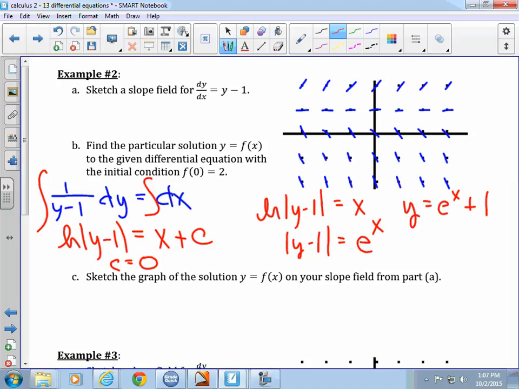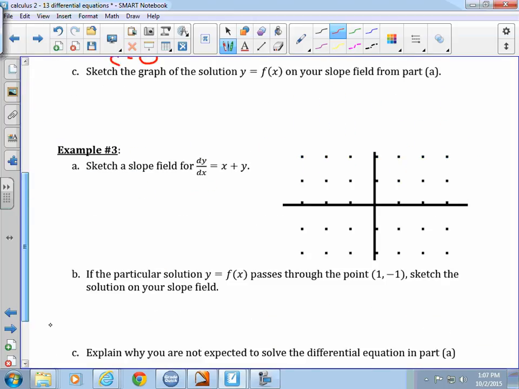Okay, for part C, sketch the graph of the solution f of x on your slope field from part A. If I'm going through the point (0, 2), does that look like an e to the x plus 1 graph? Yes. It follows the slope field, seems reasonable. There is a horizontal asymptote, which makes sense. There are no domain issues on an e to the x graph, so the domain of the solution is all real numbers.